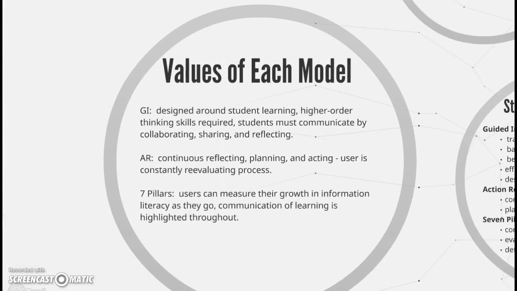Guided inquiry is designed around student learning. It requires students to use critical thinking skills, and student communication is a focus. Students collaborate, share, and reflect on new learning. Action research involves a continuous reflection process on the planning and process of the research. The user is constantly reevaluating their learning process. The seven pillars model allows users to measure their information literacy skills as they progress through their own research, and they must communicate new learning throughout the entire process.